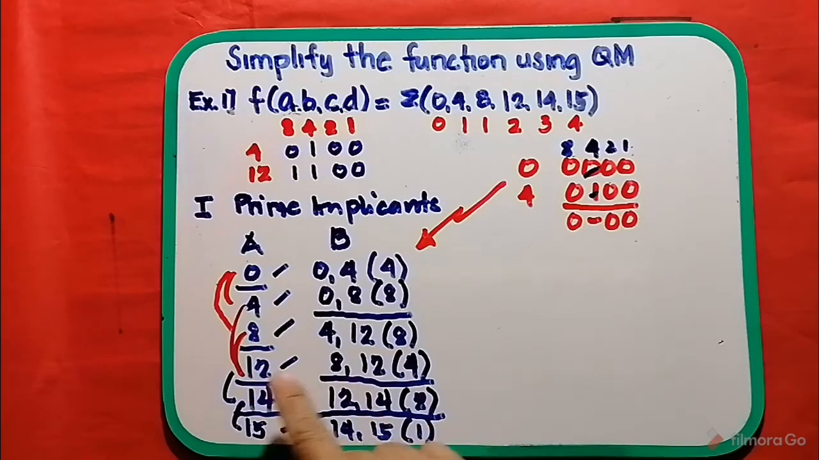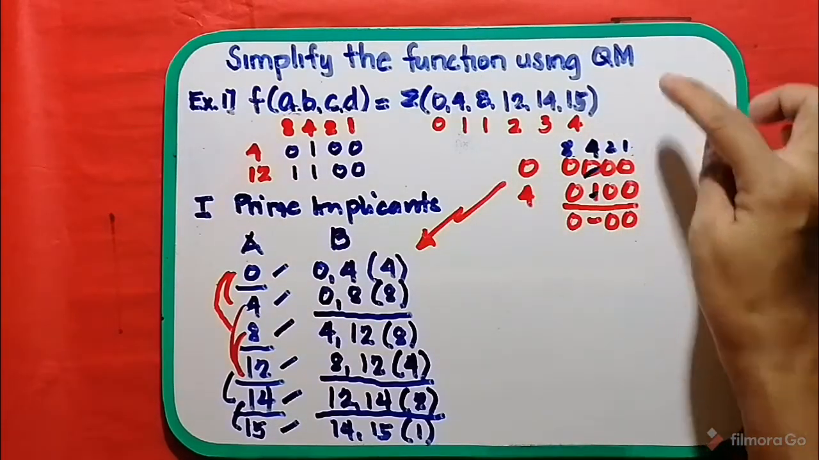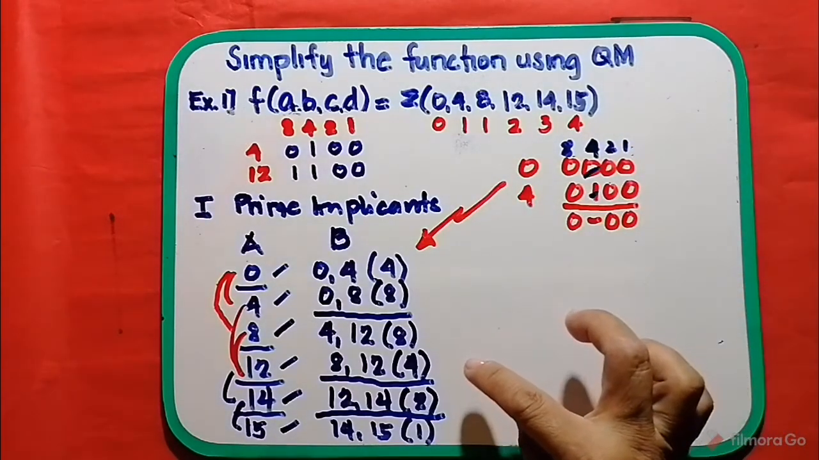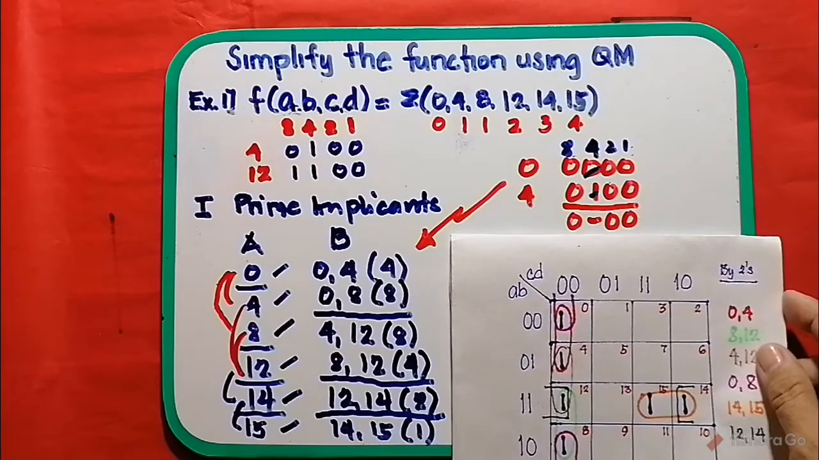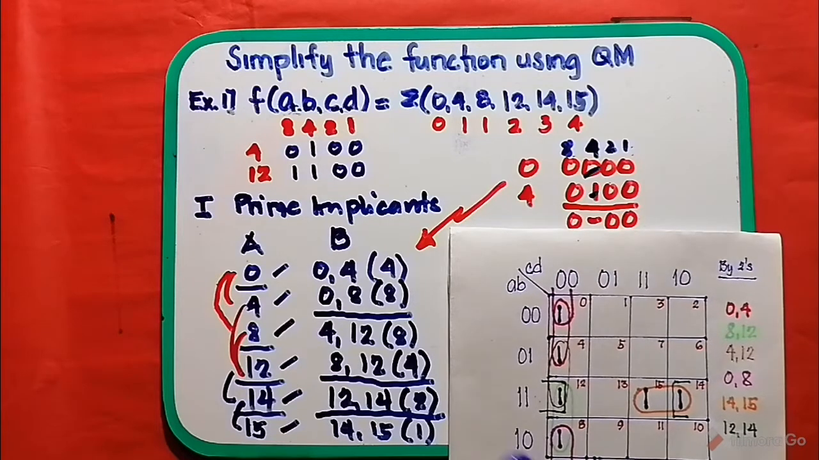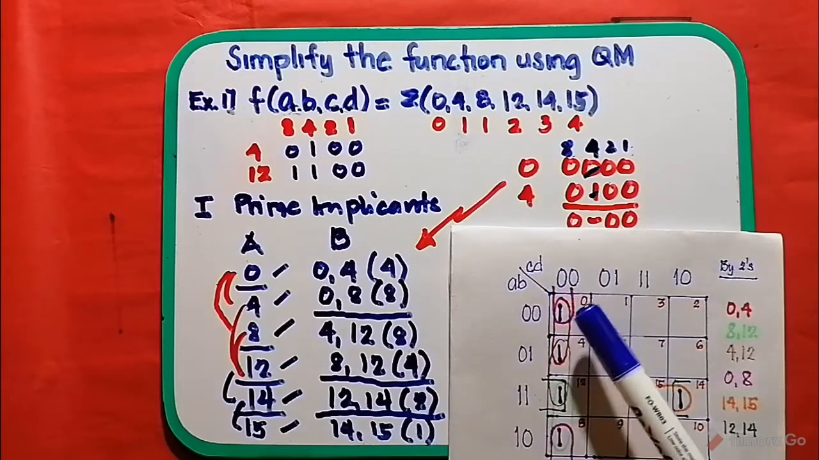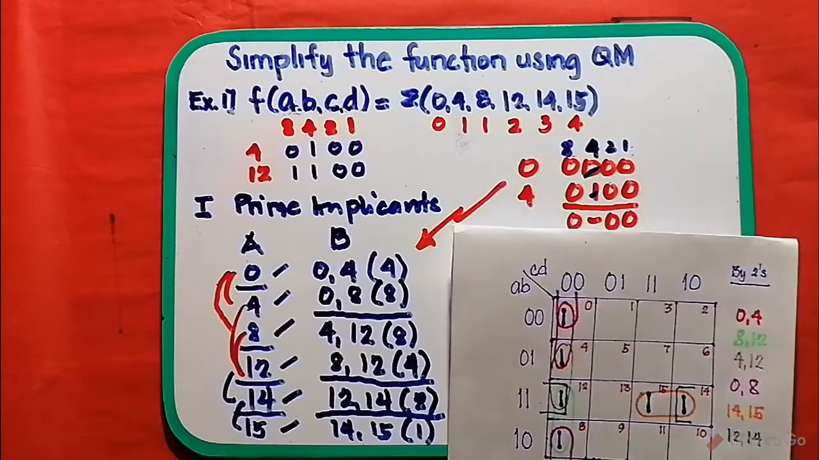So, if we're going to this one in column B, we simply group the implicants by groups of 2. Okay? So, for column A, you simply group it by 1. So, if we're going to associate it with K-map, it will look like this one. So, if we're going to compare, you will notice we have here 0, 4. That is 0, 4 here. Then 0, 8. That's one here.